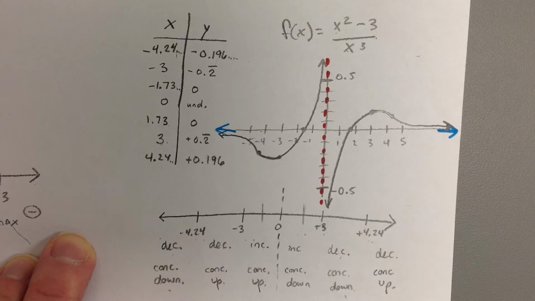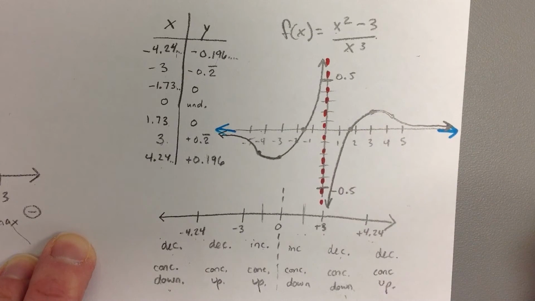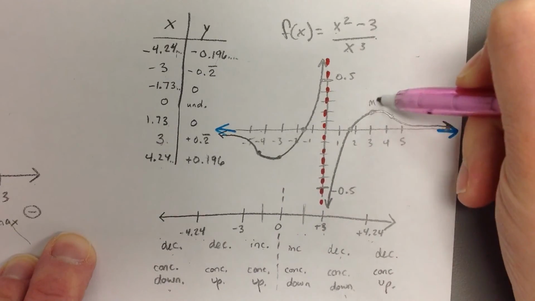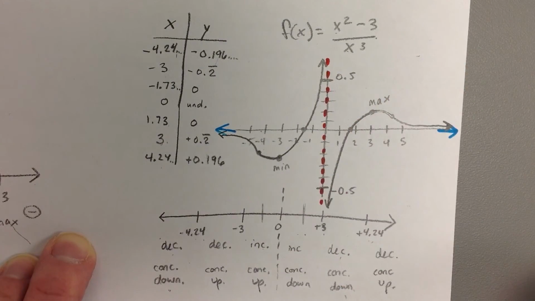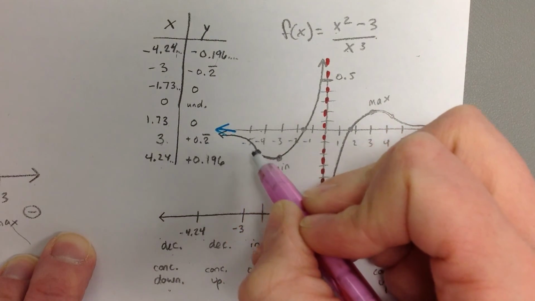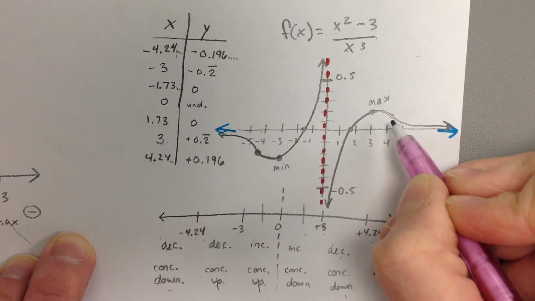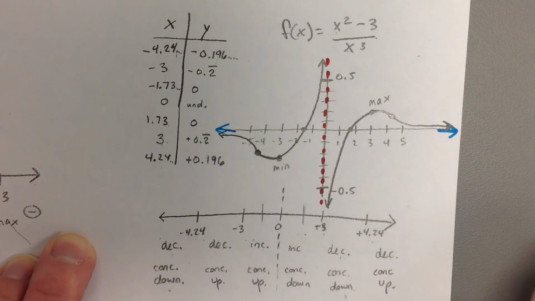I have tested all of the things I needed to test. I know the domain is all the numbers except for 0 at my asymptote. I see that my x-intercepts are there and there. Like I suspected, I have a maximum value at 3, a minimum value at -3. The concavity is changing. I have an inflection point right here at negative 4.24, concave down to concave up. Another inflection point over here at positive 4.24, concave down to concave up.